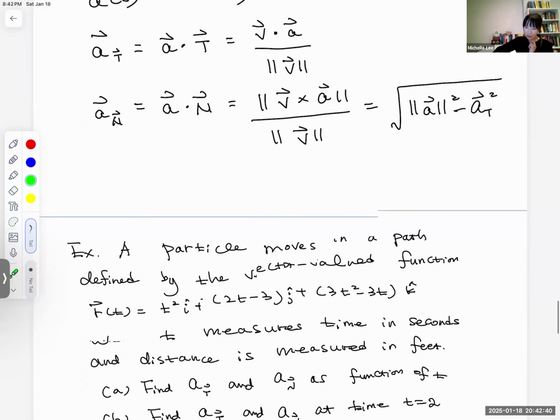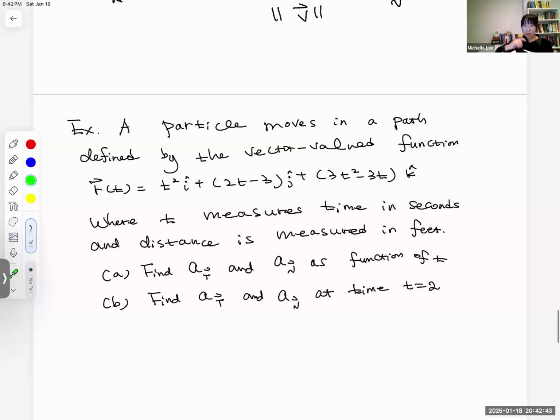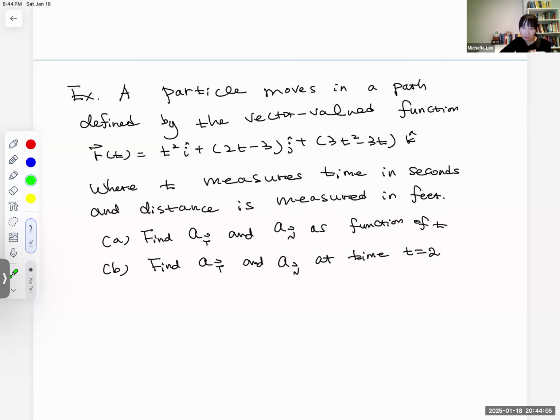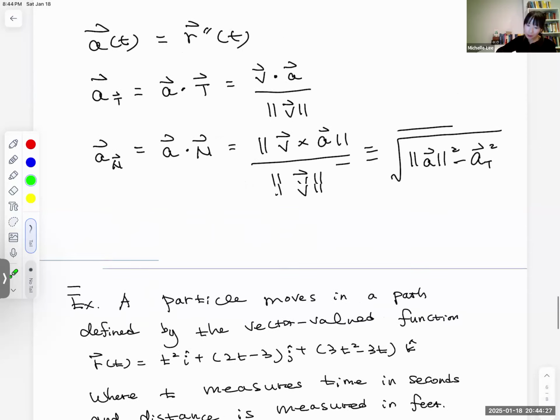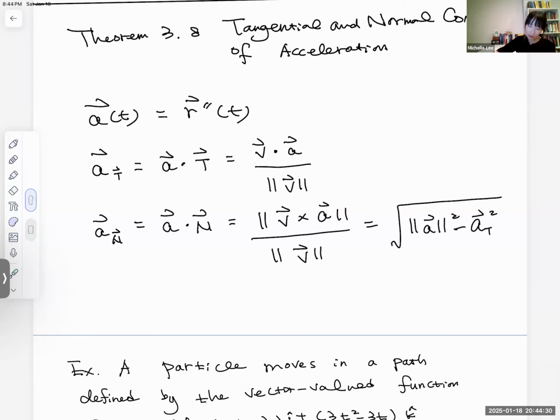So let's do problems. Do I have one? Okay, this is the question: a particle moves along a path, and we have a vector function. Then we want to find the tangential acceleration and normal acceleration. And then in the second part, we want to find those when t equals 2, all right? Okay, so let's bring the formula here, everything.